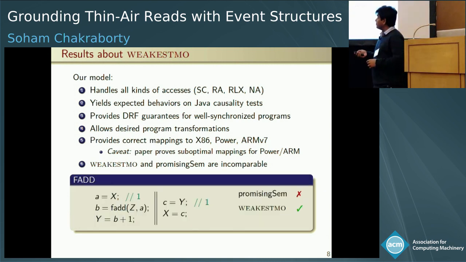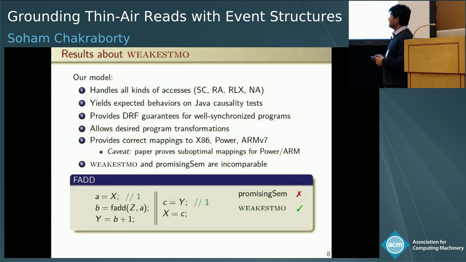Going back to the comparison, we come up with another example, which is a slight variant of the load buffering example. Here, an atomic fetch-and-add operation is introduced between these two accesses. In this case, we see that weakest MO allows this behavior, whereas promising semantics discards this outcome. If we look closely, there is a dependency from the read of X to the second access. However, this value of Z is stored irrespective of whatever value is read, and Y has no dependence on the value of X.